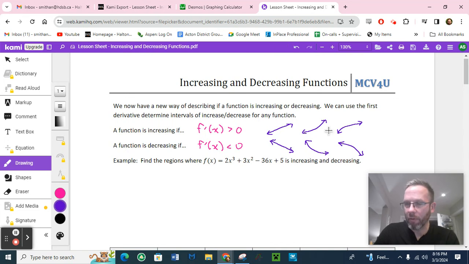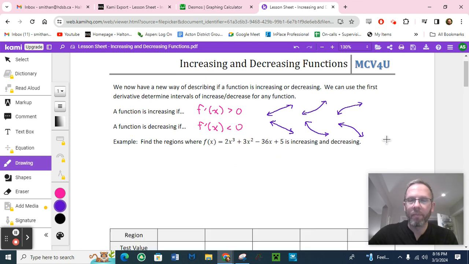They're kind of moving down as you move to the right. Their tangent lines would be negative. The slope of the tangent lines would be negative.